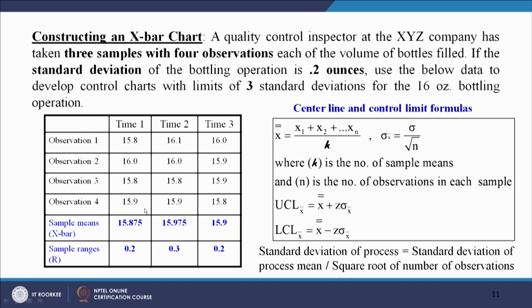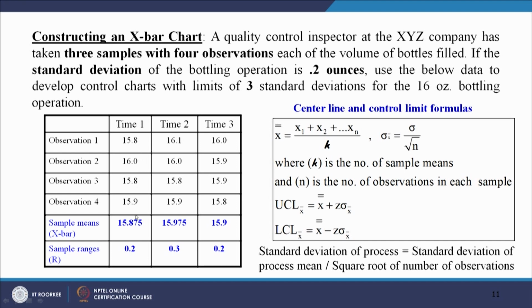So the sample means first we have to calculate. So that is X bar, sample means, and then the mean of these mean values. There are 3 mean values here for 3 samples, each sample having 4 observations. So we have calculated first for every sample, that is sample mean. Then we will calculate the mean of means, that is X double bar, of these 3 values. Similarly, we have calculated the range also.